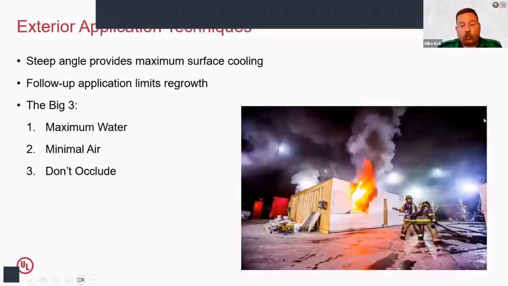That's the summary of the water mapping. Exterior application. What are we doing? Using that steep angle to provide the maximum surface cooling, following it up so that we prevent or limit the regrowth of the fire. We want the maximum amount of water going into the room with the least amount of air. So we're using that jet stream. We're using that straight stream. We're not moving it around. We're not whipping it around in the window. And we're certainly not doing anything with a wide fog pattern that's going to block off that whole opening. Right?